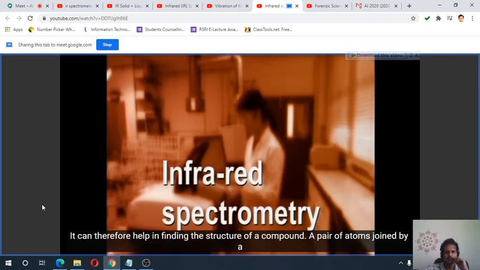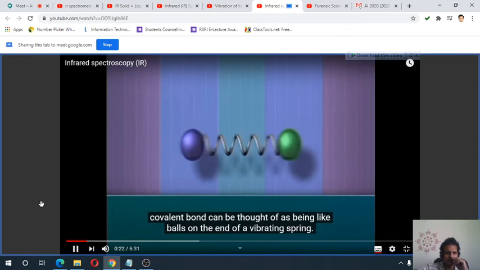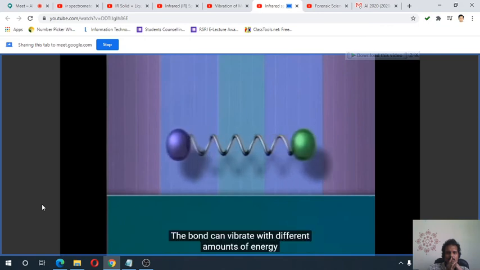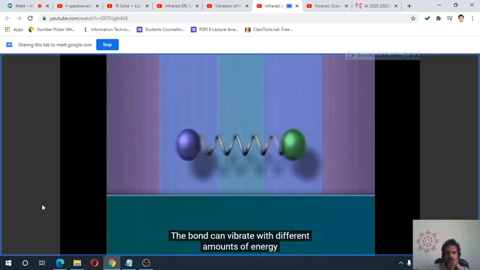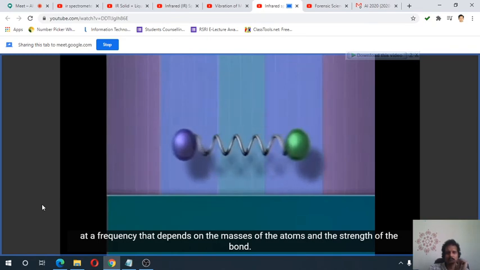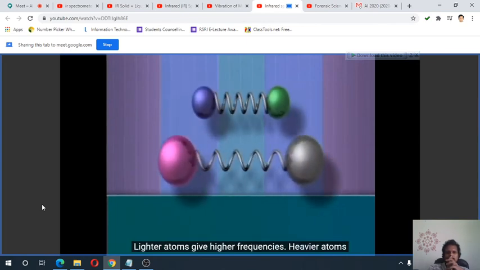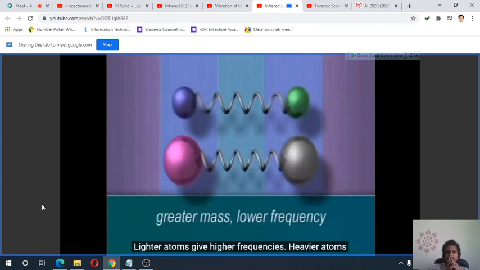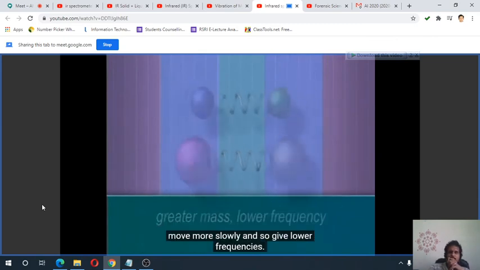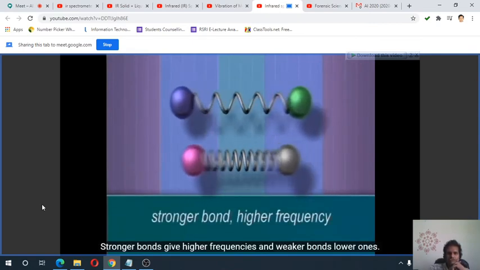The structure of a compound. A pair of atoms joined by a covalent bond can be thought of as being like balls on the end of a vibrating spring. The bond can vibrate with different amounts of energy at a frequency that depends on the masses of the atoms and the strength of the bond. Lighter atoms give higher frequencies. Heavier atoms move more slowly and so give lower frequencies. Stronger bonds give higher frequencies, and weaker bonds lower ones.